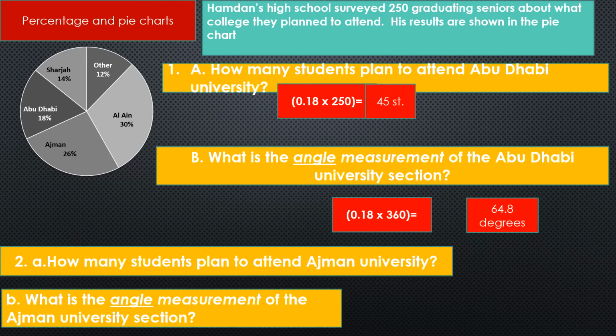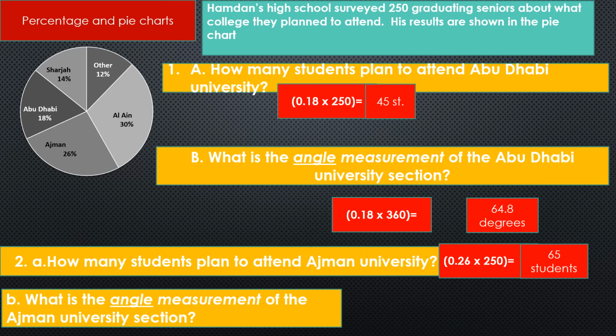How many students plan to attend Ajman University? You'll look at the Ajman sector, you will find 26%. 26% is 26 over 100. I can easily write it as a decimal, which is 0.26, times the total number 250 to get 65 students. Now what is the angle measurement?